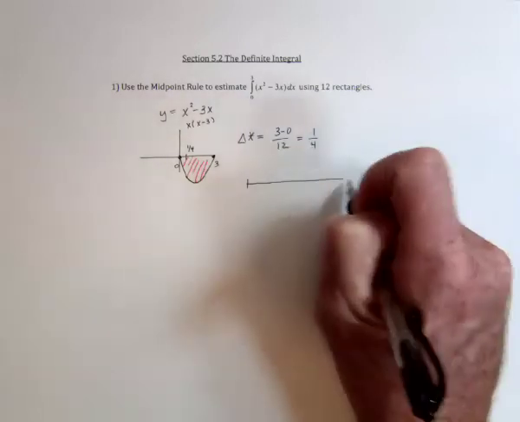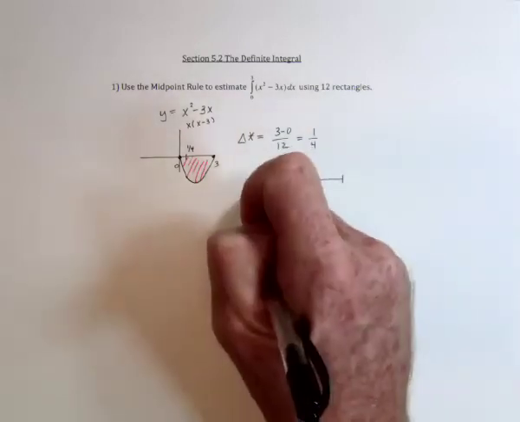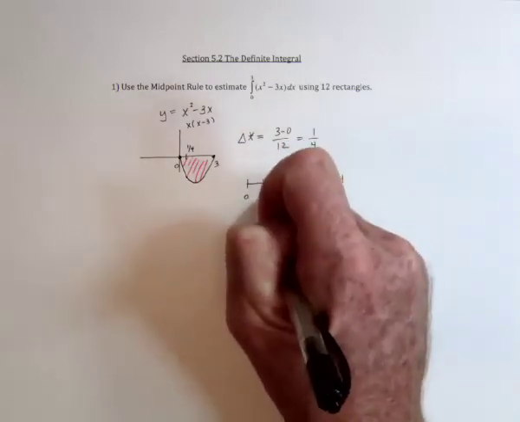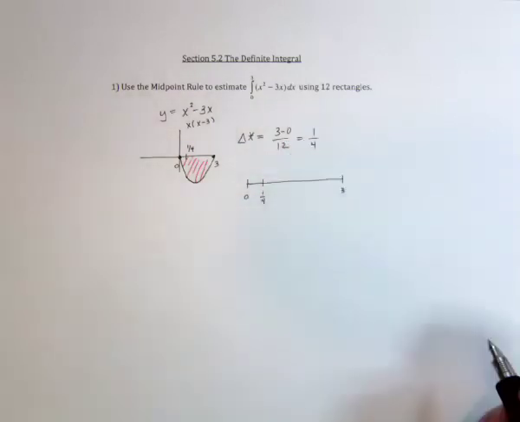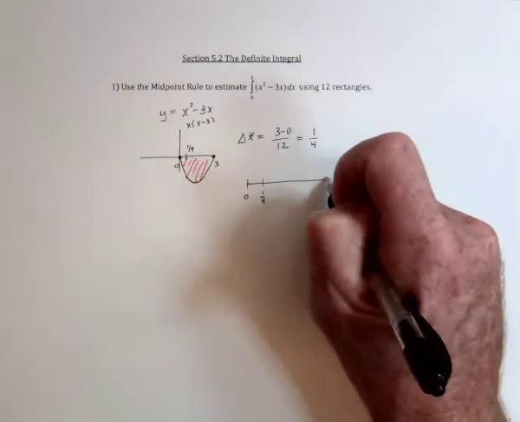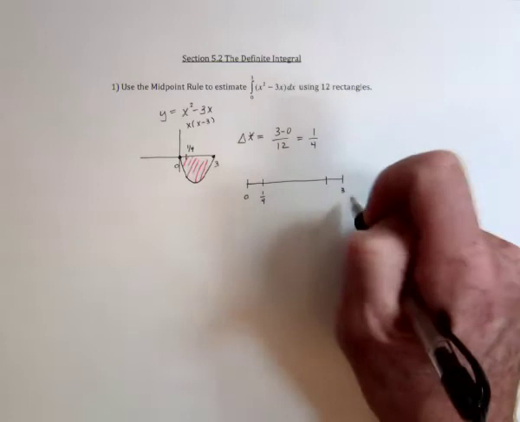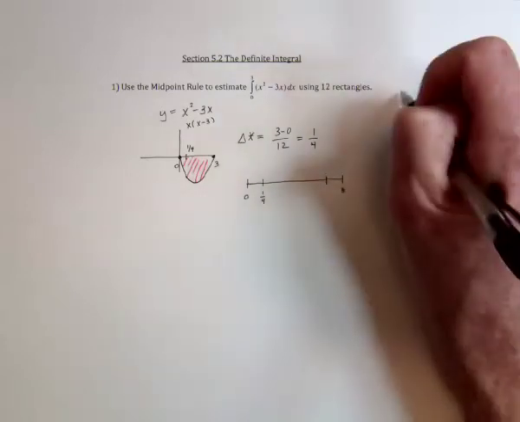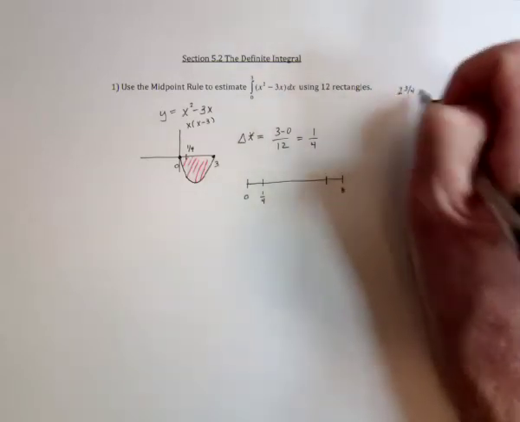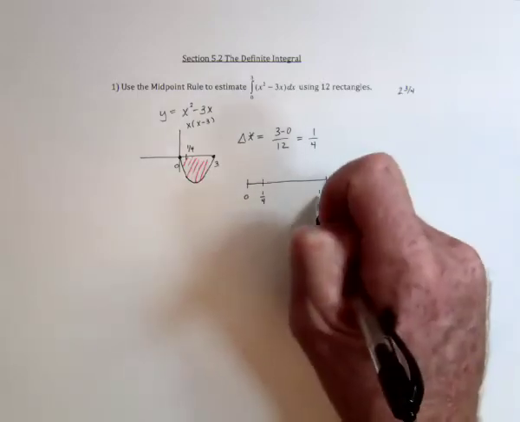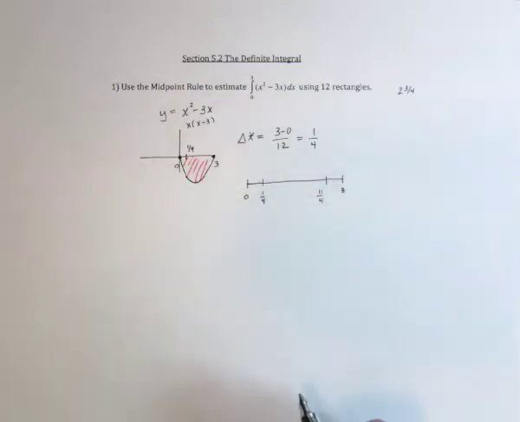So I just work with the interval from 0 to 3. So this would go to 1/4. And the very last rectangle would go from, let's see, it would have to be a quarter less than 3, which is 2 3/4, which is going to be 11/4.